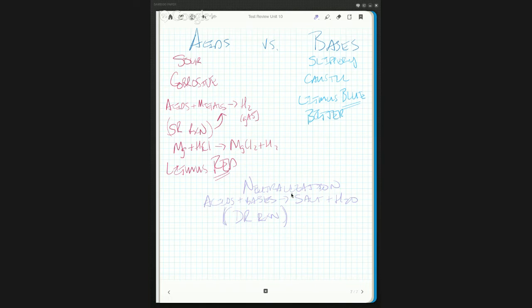If you understand this neutralization reaction, an example could be HCl plus NaOH yields NaCl plus H2O. So we combined the H and the OH, and we combined the Na and the Cl. So they just switched partners.